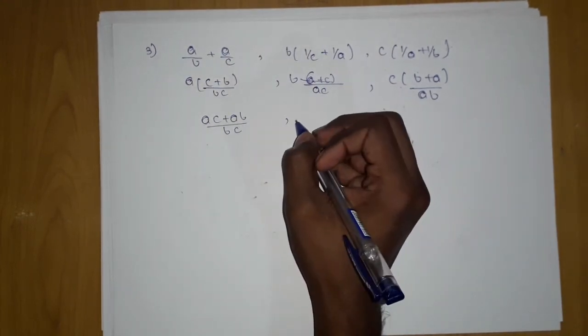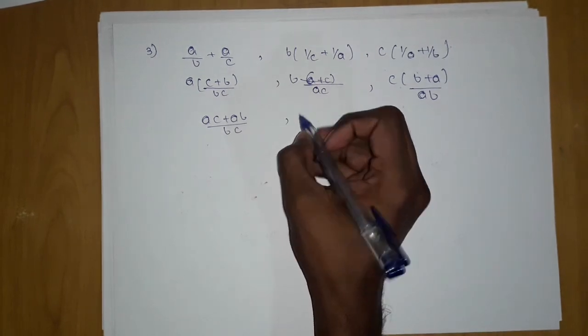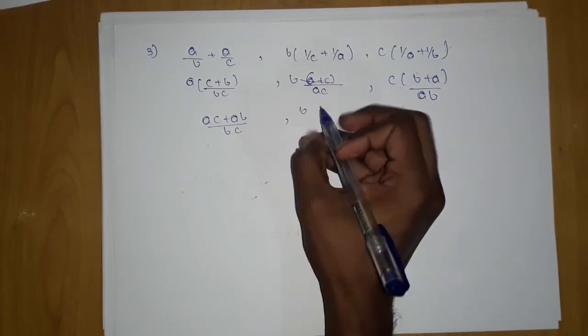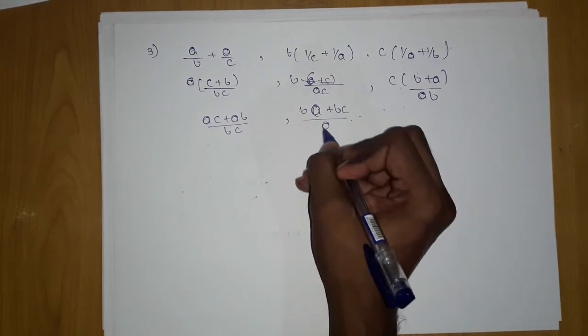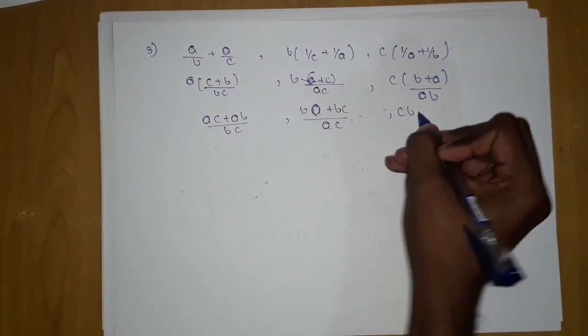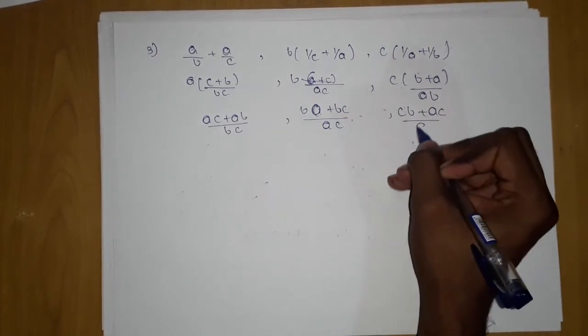Similarly, b into (ba plus bc) upon ac, and here (cb plus ac) upon ab.